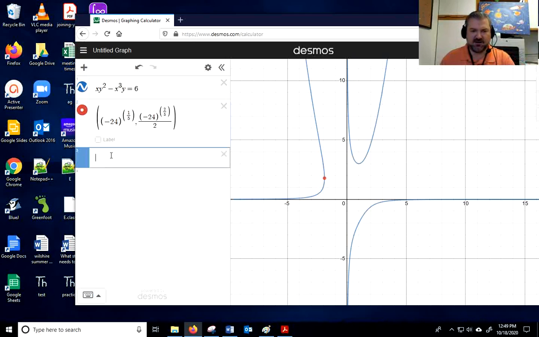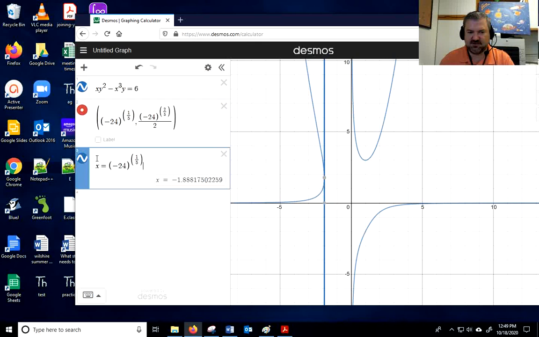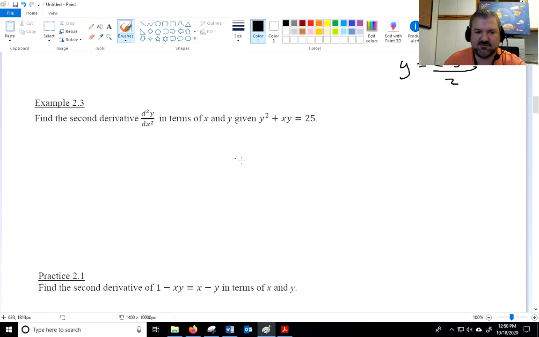And so the equation for that tangent line, if we were wondering, would be just x equals the x coordinate. And so you can see that tangent line there. Pretty neat, huh? Okay, so let's do another one.